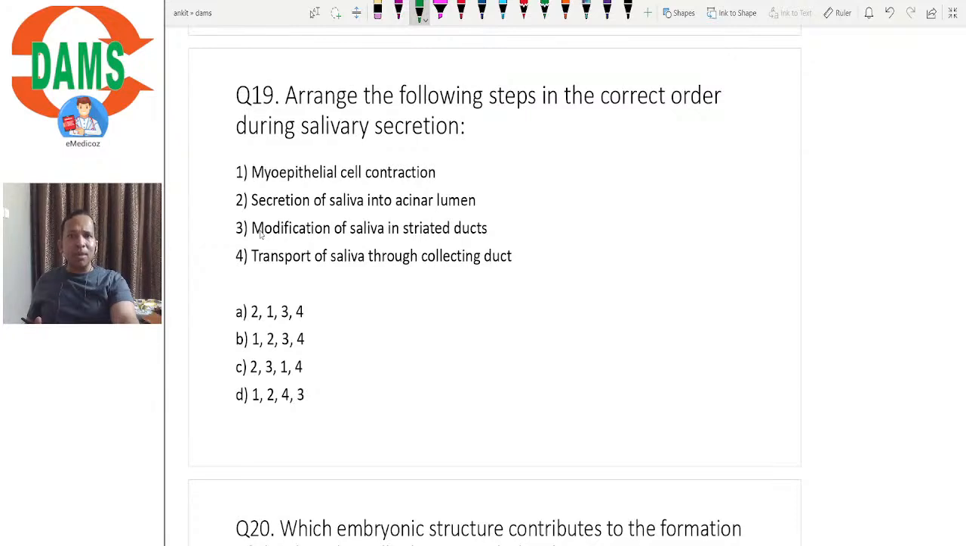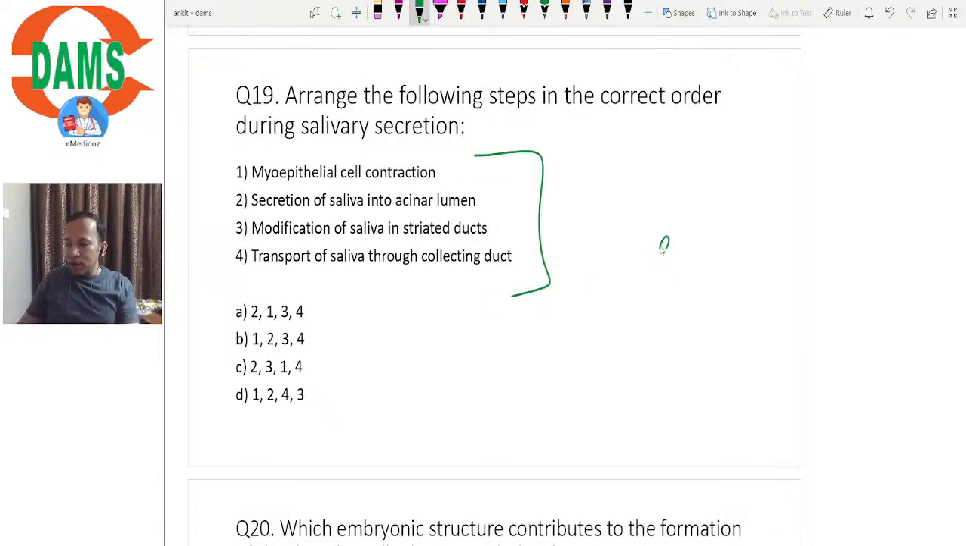Arrange the following steps in the correct order during salivary secretion. ठीक है, तो फिर से एक match the following नहीं, sorry, arrange these steps in their correct order, right? So options are myoepithelial cell contraction, secretion of saliva into acinar lumen, modification of saliva in striated duct, and transport of saliva to the collecting duct. तो सबसे पहले तो क्या होगा? Which step is the first one to occur amongst these?